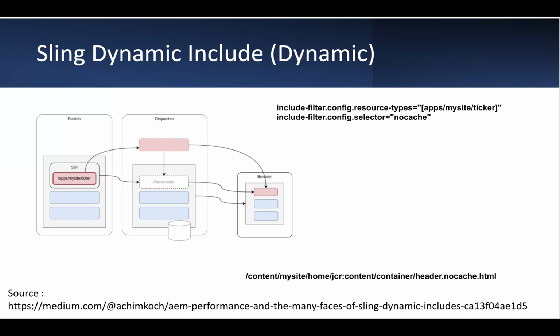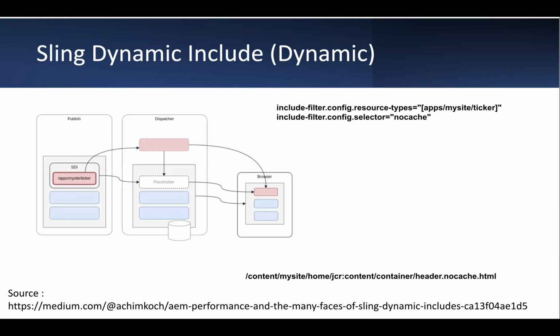Now whenever the dispatcher sees this URL, it will request this URL. And whenever the request happens, because we have the selector nocache, and we have already configured that any request having nocache should not be served from the cache, it eventually makes a request back to the publisher, pulls the content and renders it. And this way we can get it dynamically included.